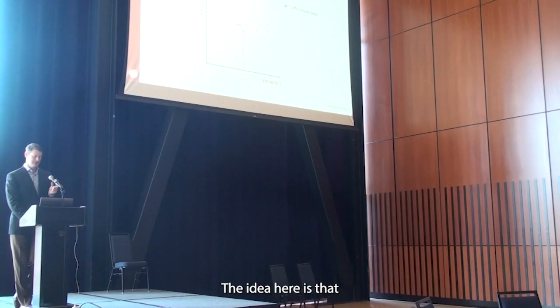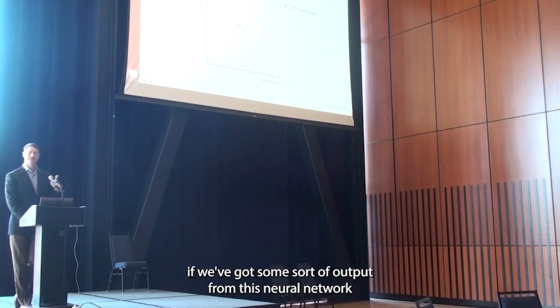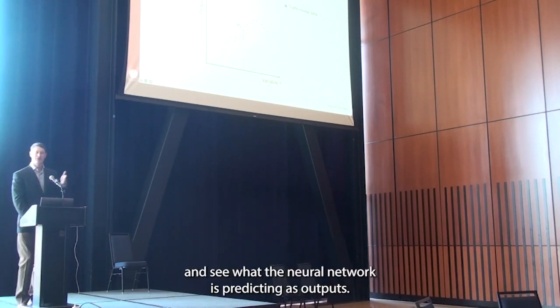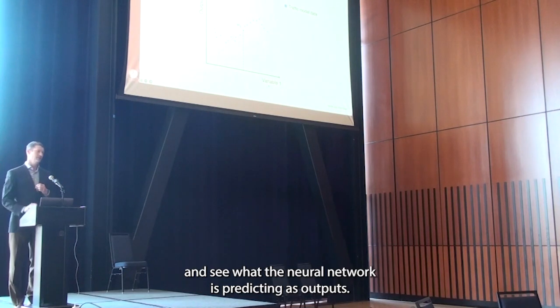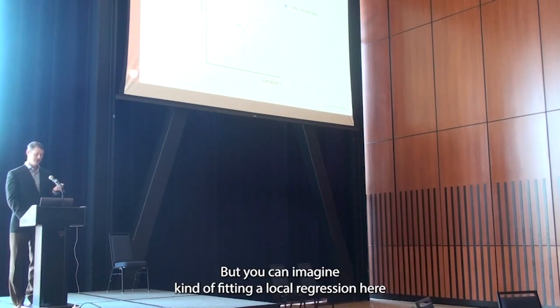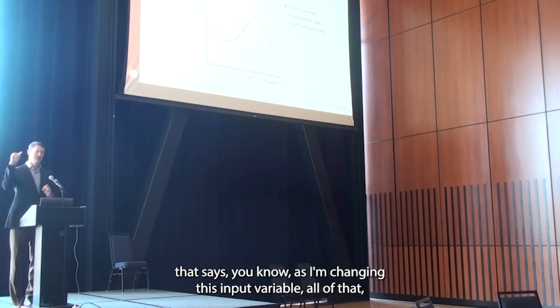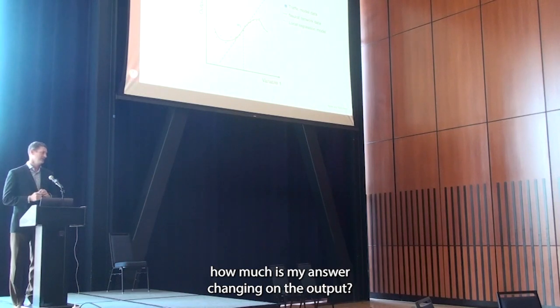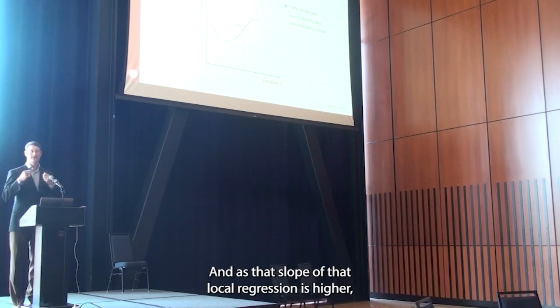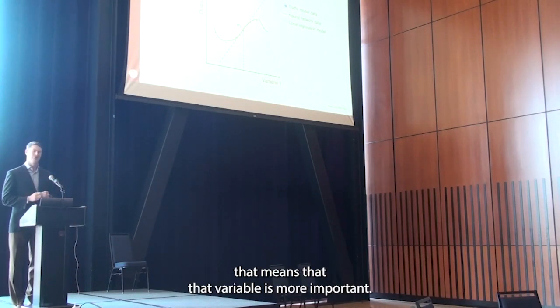The idea here is that if we've got some sort of output from this neural network and some sort of input variable, this variable 1 on the x-axis, you can vary that input variable and see what the neural network is predicting as outputs. It's nonlinear in general. It's a very high-dimensional model. But you can imagine fitting a local regression here that says, as I'm changing this input variable a bit, how much is my answer changing on the output? So this is a metric you can get out, and as the slope of that local regression is higher, that means that variable is more important.